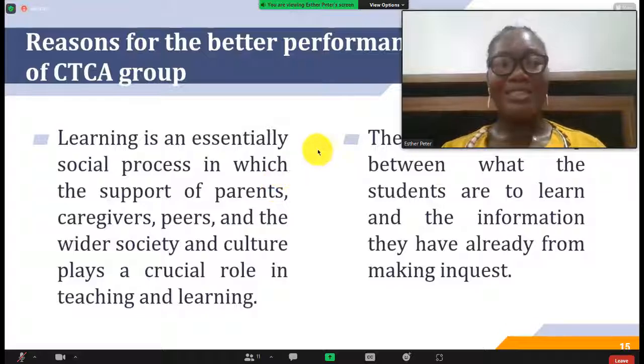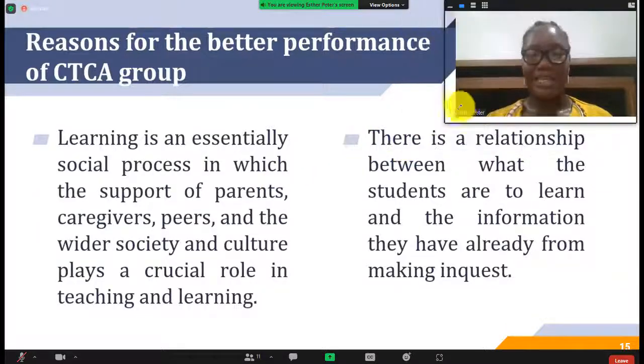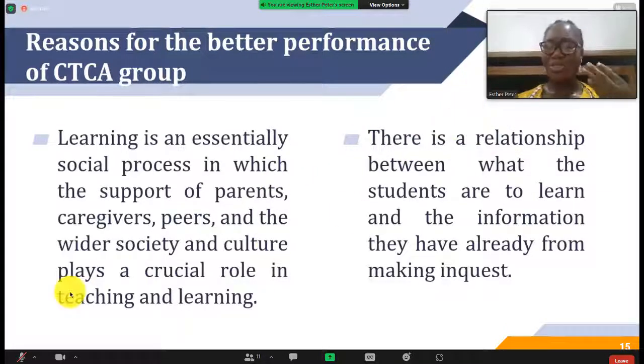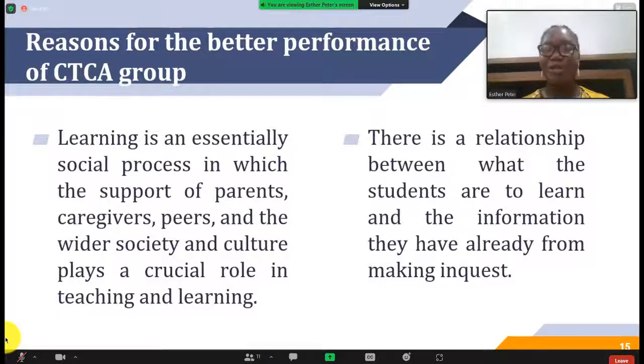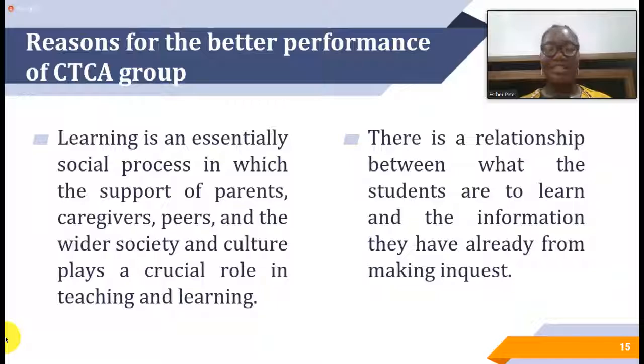Now, while the CTCA group performed better, you can see that because the students had knowledge of what computer networking is, from their parents, their guardians, their caregivers, their peers when they go to school, where they discuss in groups, they were able to perform better because it was different from a normal setting whereby the teacher just talks and dishes out the information and leaves the class.